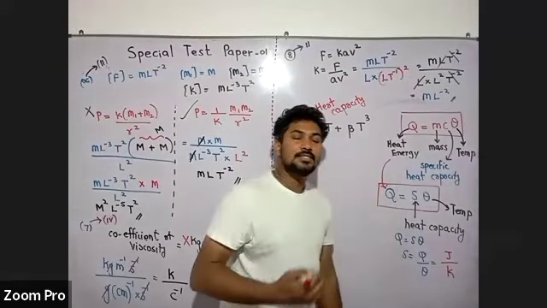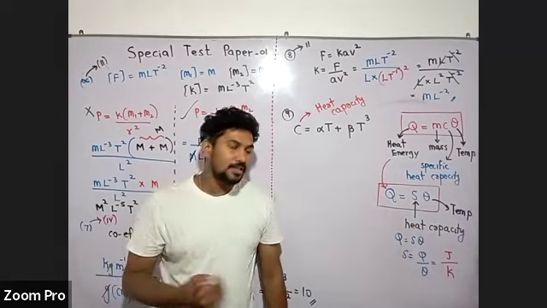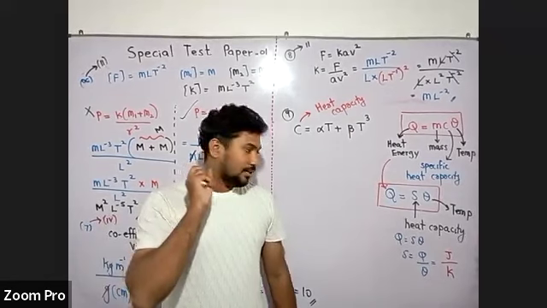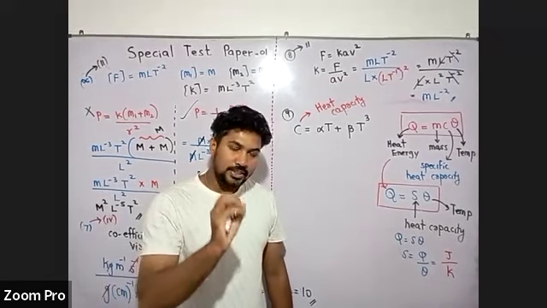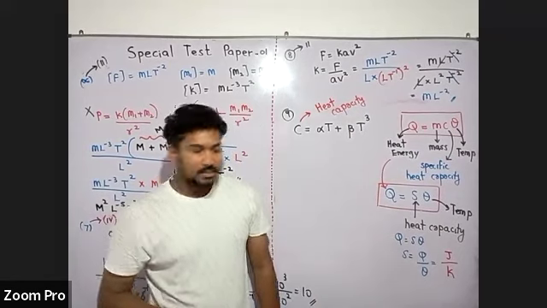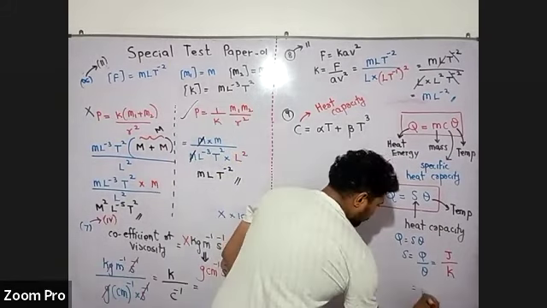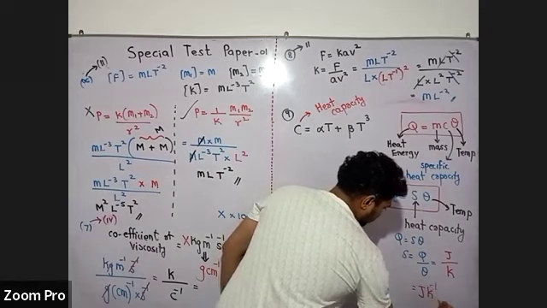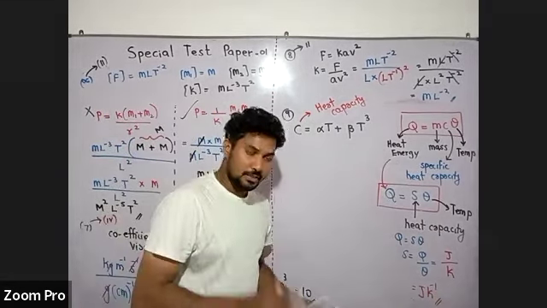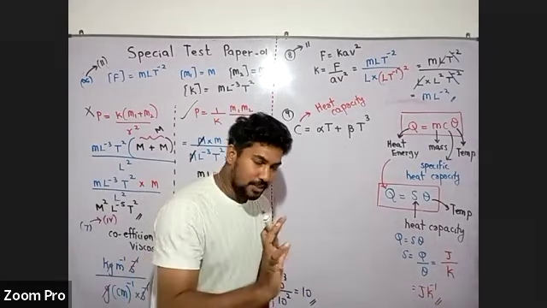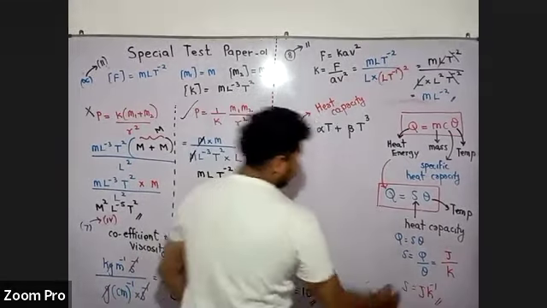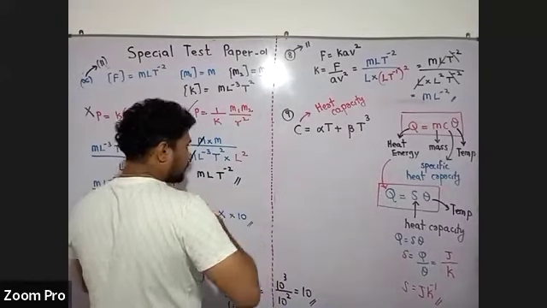But in some instances, they use Celsius as well. If you go through the answers, you can figure out that they are substituting the temperature in Kelvin, not in Celsius, right? So the unit should be J K^-1. This is the unit of specific heat capacity. This is the unit of heat capacity. Right. So now let's go to the question.